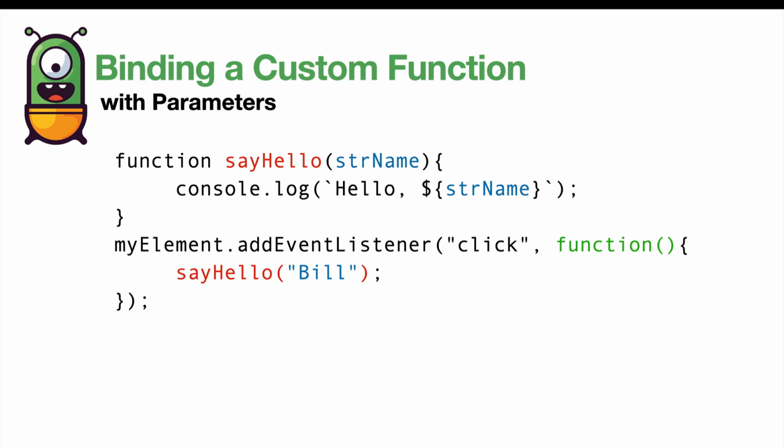And so what we have to do, or one of the ways we can do this, is by using an anonymous function, as we've done before. And in that anonymous function, we call say hello with the parameter, or with the argument, I should say, that we want to give to that function. And so that is what that looks like. You can see the anonymous function there, and then embedded in that, we have say hello with the string Bill. Okay, so that is how we would call that.